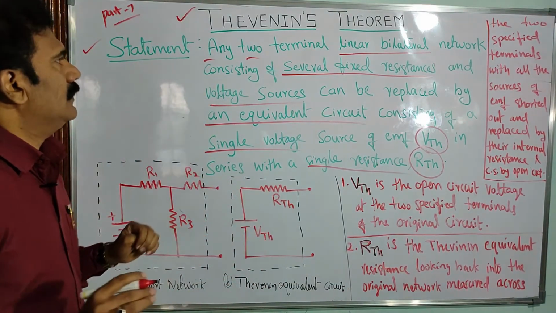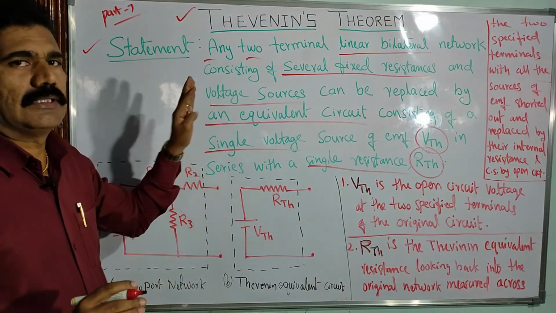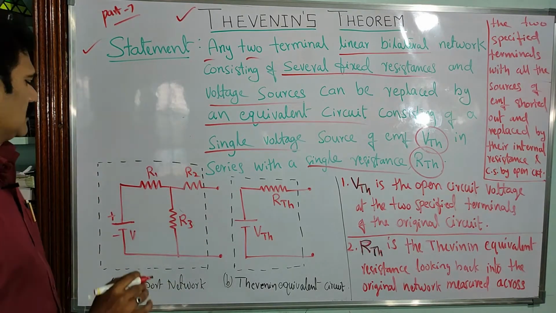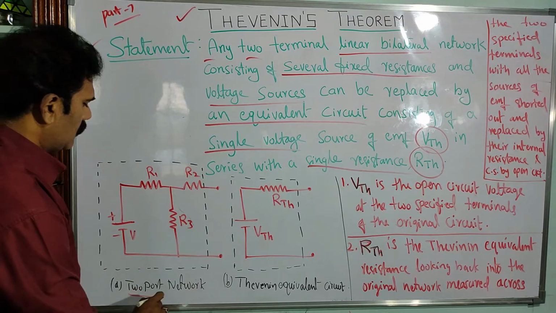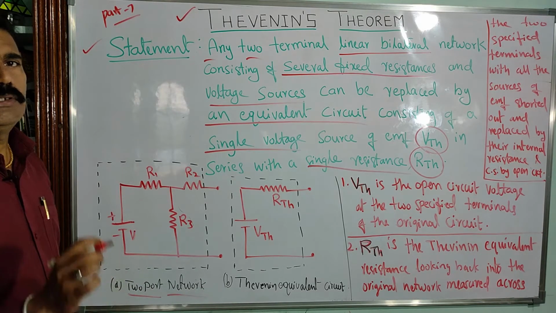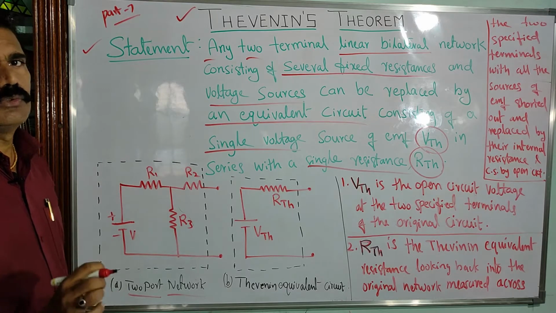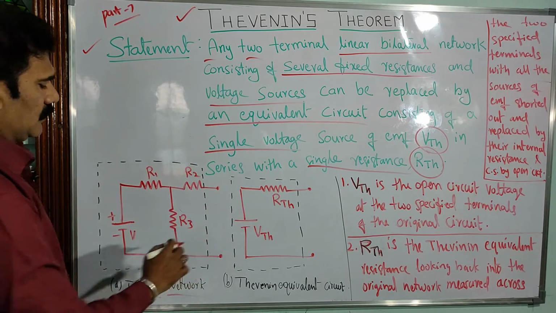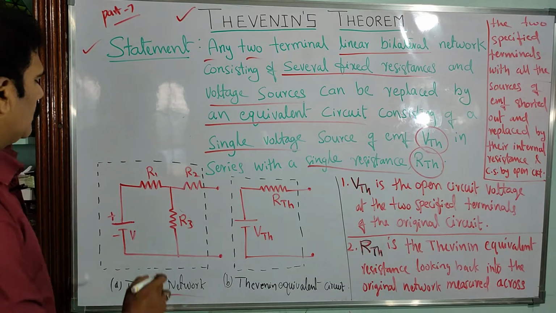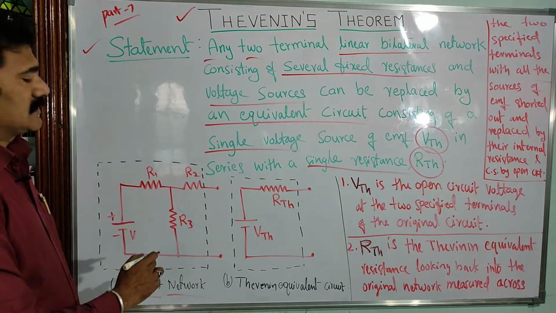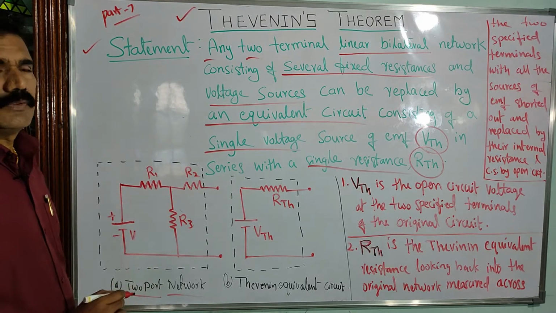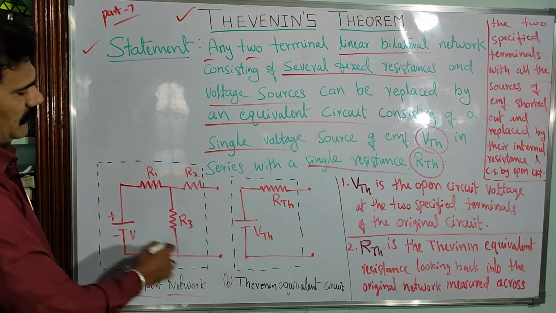Now let us try to understand this theorem with a simple circuit first. A simple circuit is considered here. It is actually a two-port network. Two-port network means there should be two terminals in the circuit, so we can also say two terminal network. It consists of three resistors, R1, R2 and R3, connected in some design here.